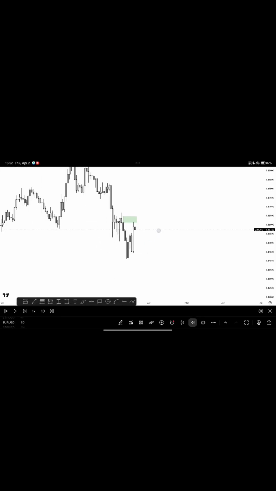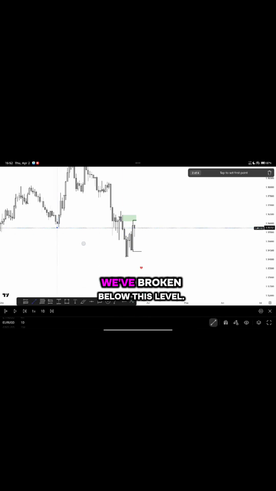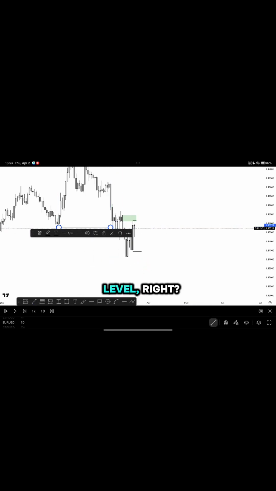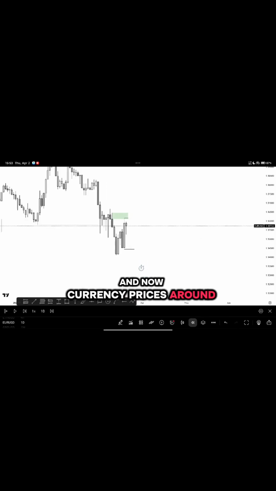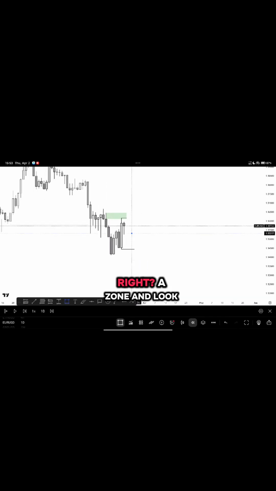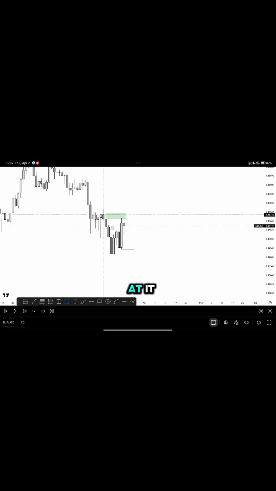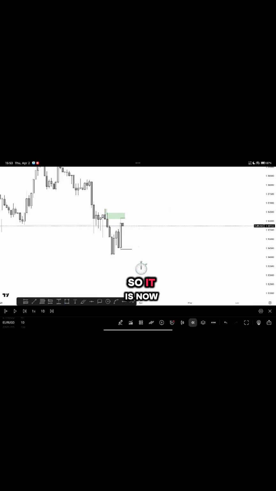Following the trend, you can even see that we are bearish, because we've broken below this level, we've broken below that level, and now current price is around a zone. Look at it, that particular zone that was created tapped into another zone, so it is now looking like an order flow.